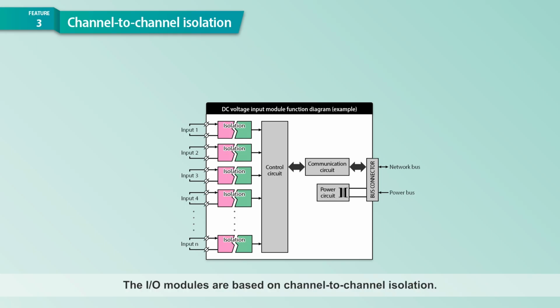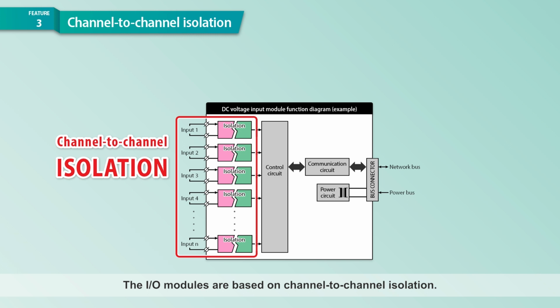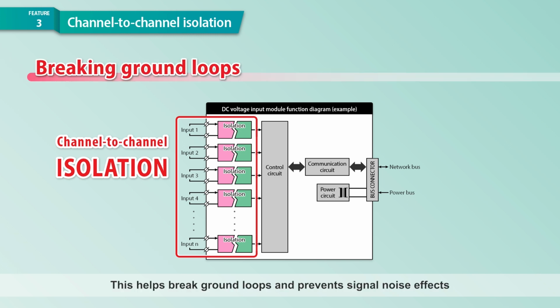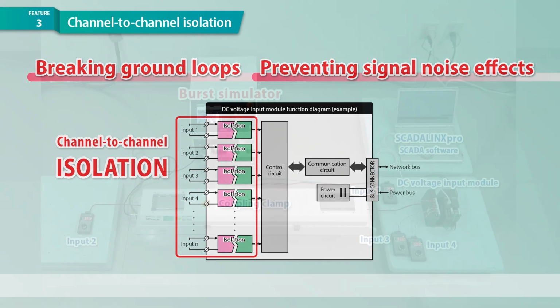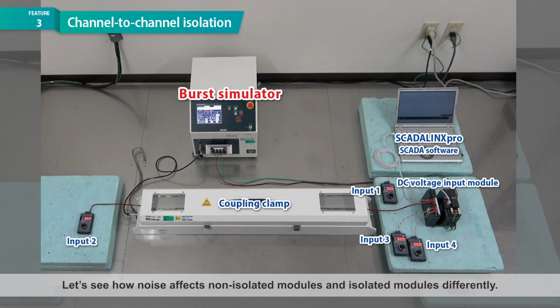The I/O modules are based on channel-to-channel isolation. This helps break ground loops and prevents signal noise effects to eliminate problems before they occur. Let's see how noise affects non-isolated modules and isolated modules differently.